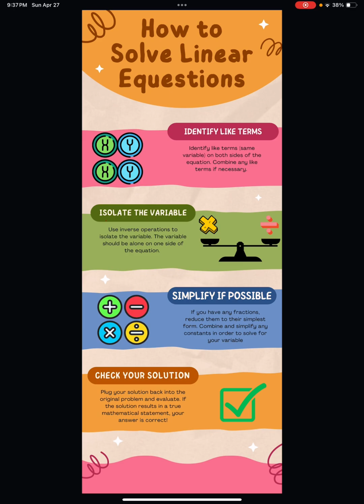First, you'll start by identifying any like terms on both sides of the equation. Remember, like terms are terms that have the same variable. If necessary, we can combine them together.